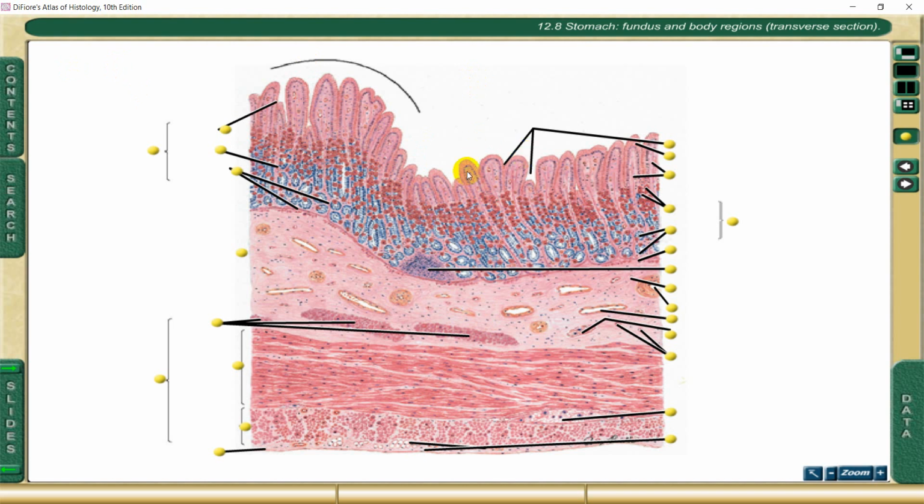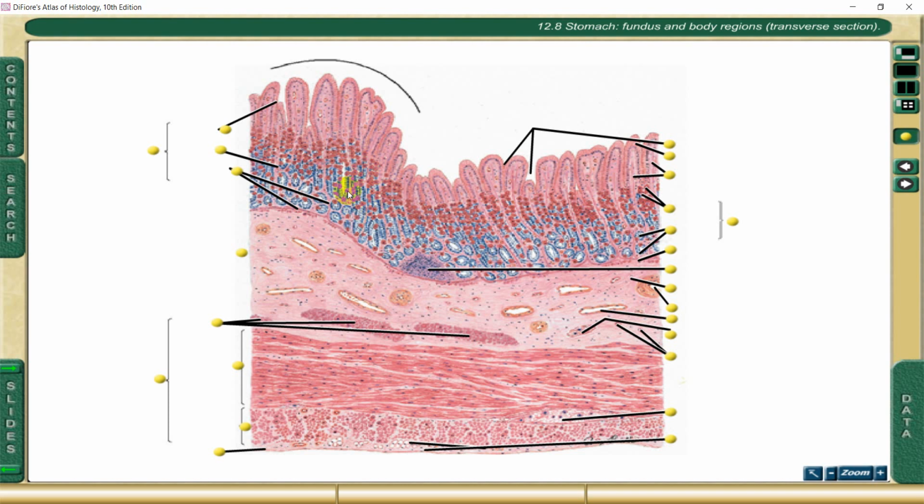The mucosa consists of epithelia, lamina propria, and muscularis mucosa. The epithelial lining of the stomach is simple columnar epithelia without goblet cells, with surface lining cells.